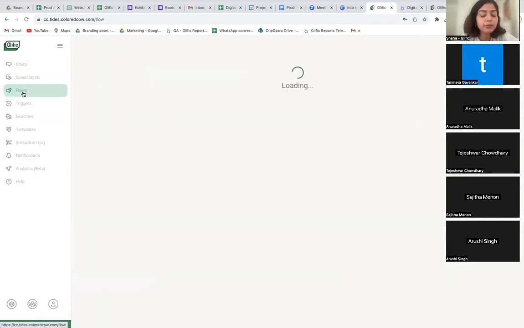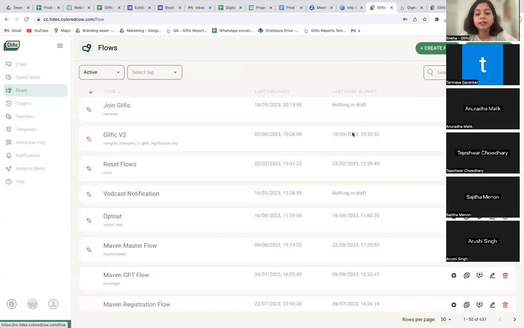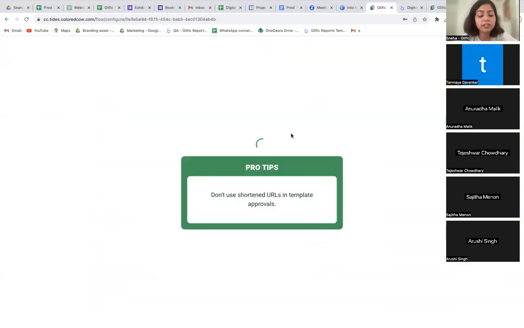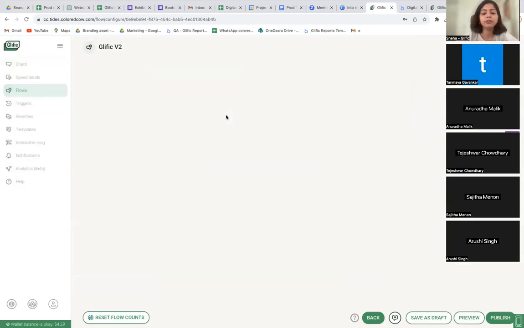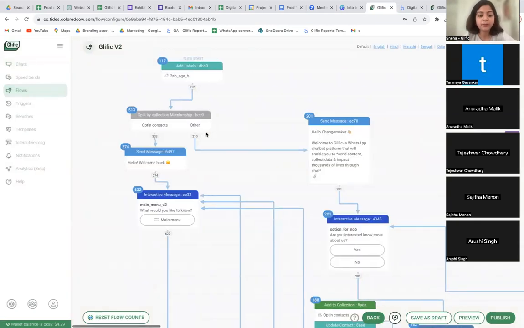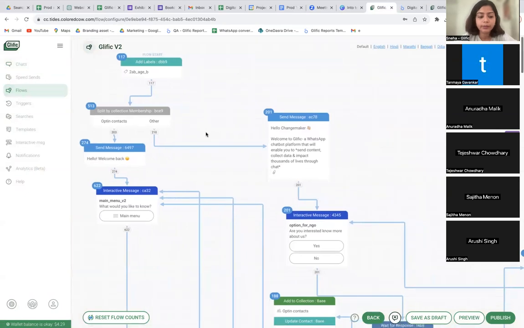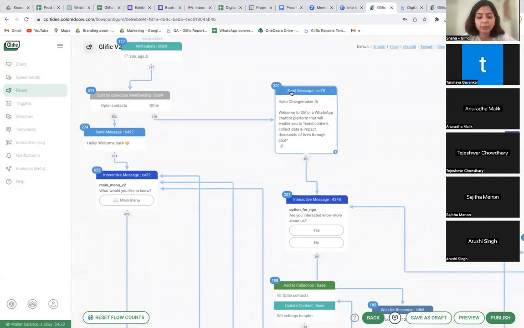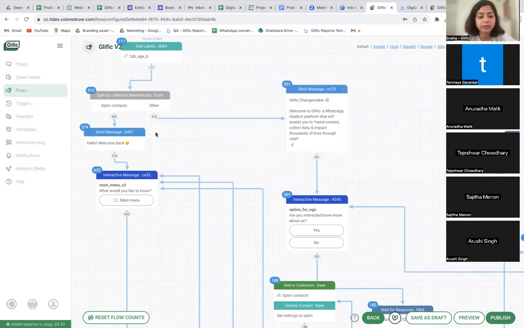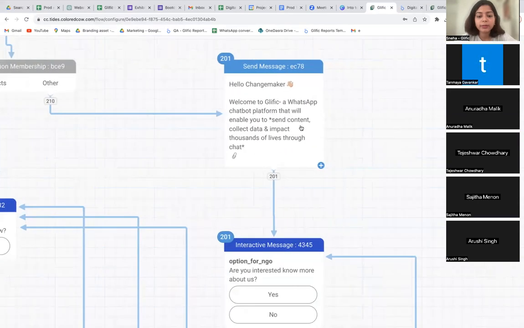Then we'll go to flows. Flows is the conversation builder. This is where you're going to design the flow of the chat, how your flow is going to look. It's an easy drag and drop system to help you design your conversation. I'll just zoom in a bit.